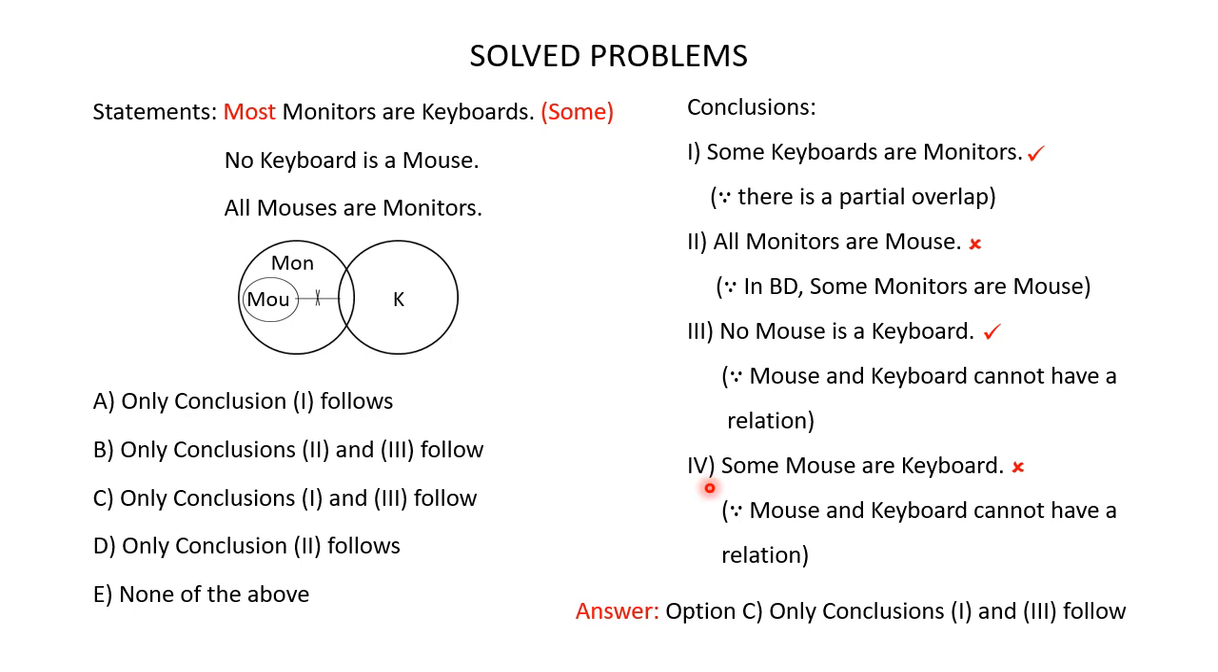Conclusion 4. Some mouse are keyboard. So you have mouse here and keyboard here. Clearly you can see that all mouse cannot have any relation with keyboards. So there cannot be an overlap between mouse and keyboards. So the conclusion some mouse are keyboard is wrong. Conclusion 4 does not follow. Now you can see here that conclusion 1 follows and conclusion 3 follows. So the correct answer is option C, only conclusions 1 and 3 follow.